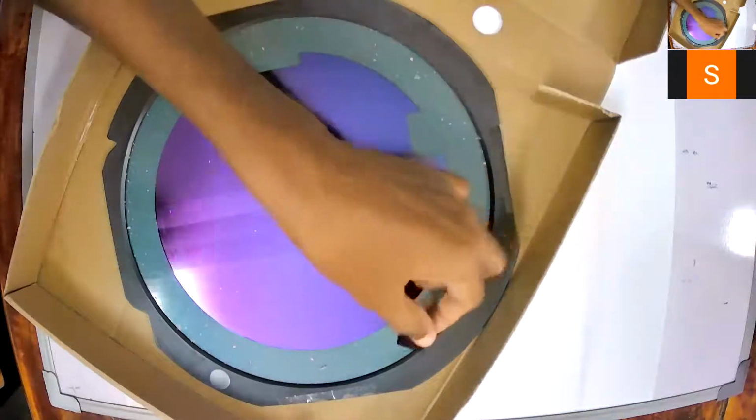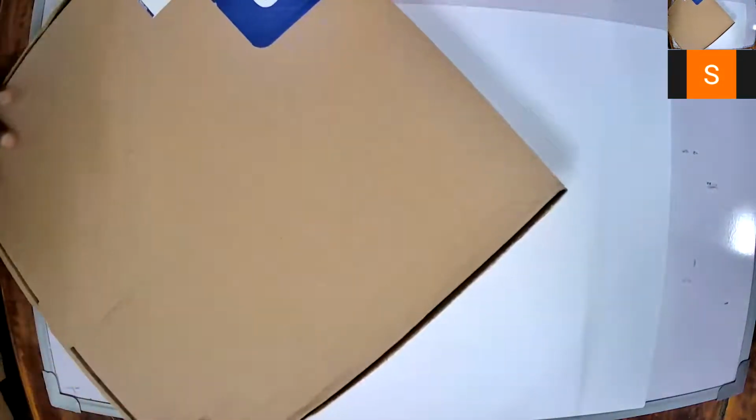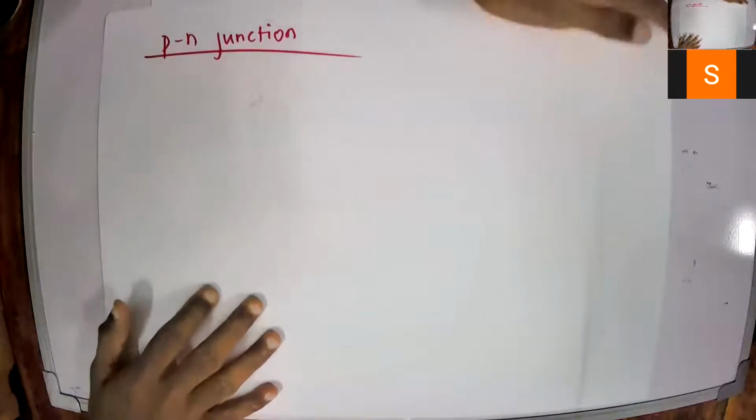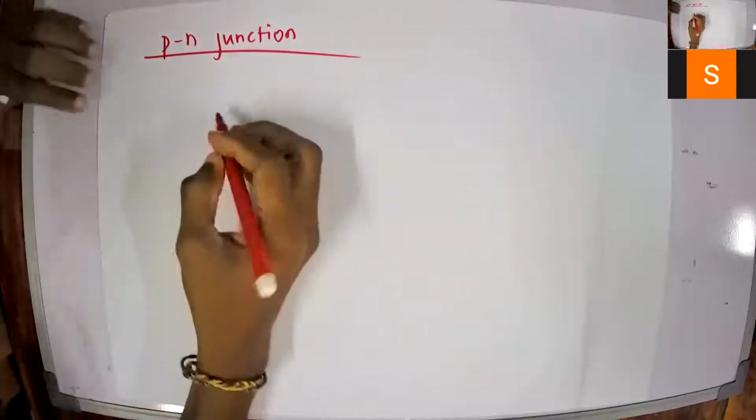Right, now let's see how the electrons and holes are distributed along the p-n junction. Don't think that a p-n junction is made by making contact of a p-type and n-type silicon. It is not possible. You need to make a p-n junction in a single silicon crystal by using diffusion or any other techniques.